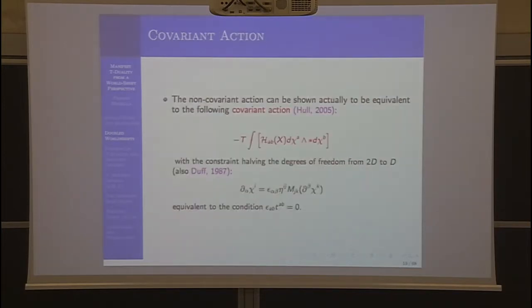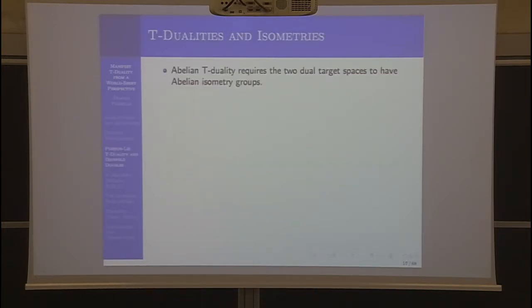So the non-covariant action, actually written by Tseytlin, can be shown to be equivalent to the covariant action written by Hull in 2005, that looks like the one that you see here. Also here we have a constraint. This is a constraint necessary for halving the degrees of freedom from 2D to D. And actually, this is equivalent to the same condition that we have seen in the Tseytlin model in order to recover the Lorentz invariance in two dimensions. So these are the two main models that have been written in which T-duality has been made manifest.